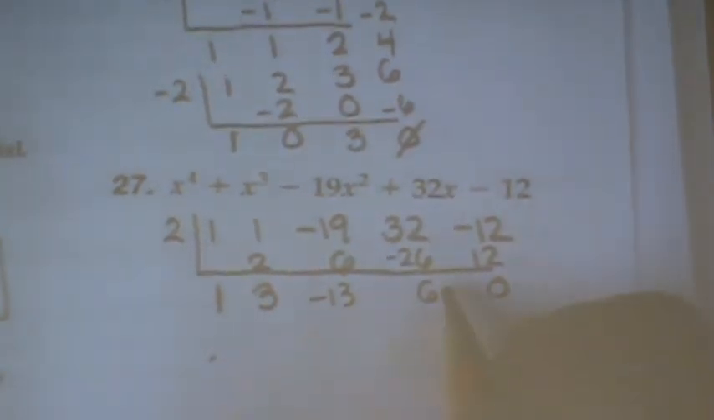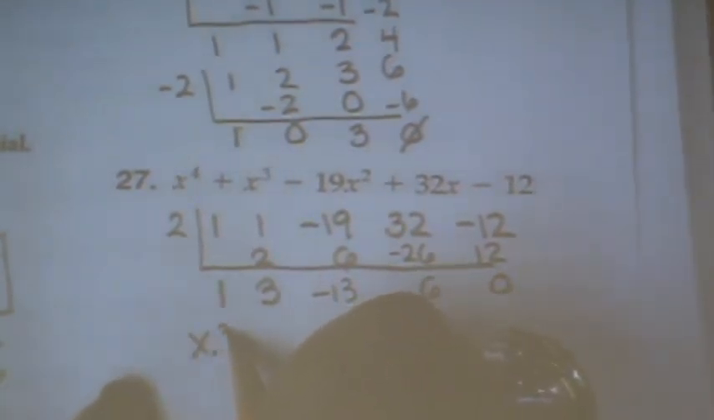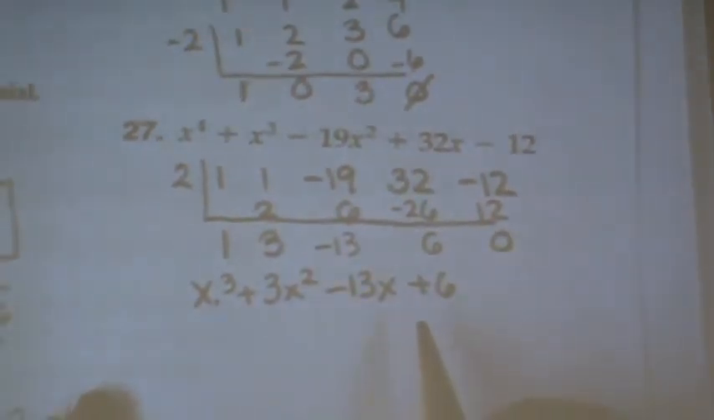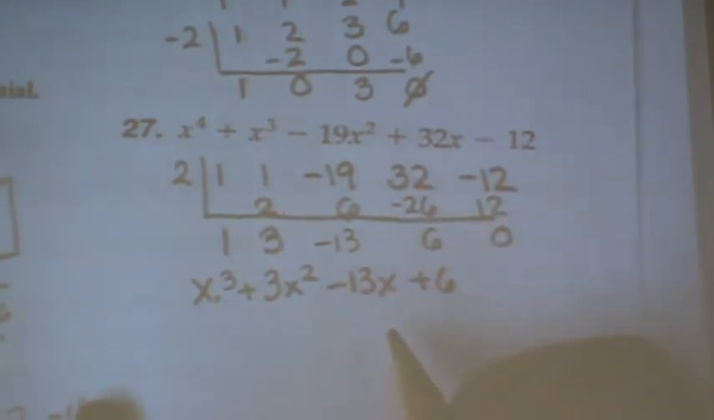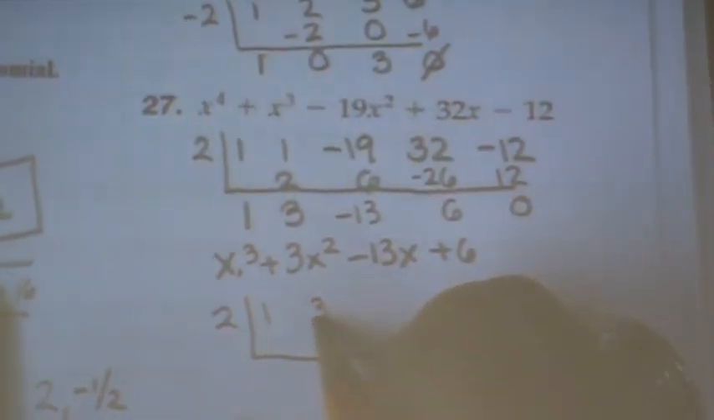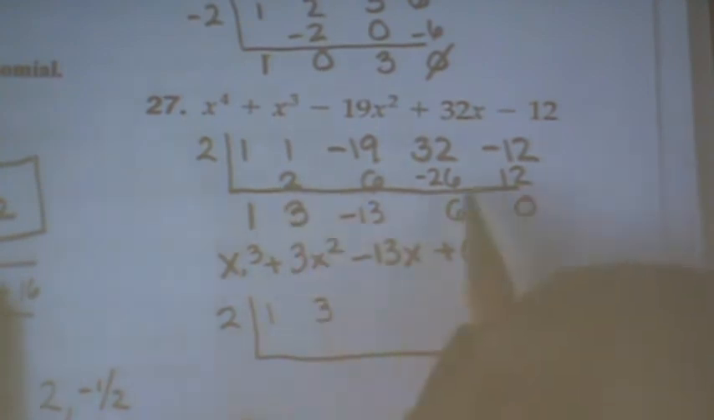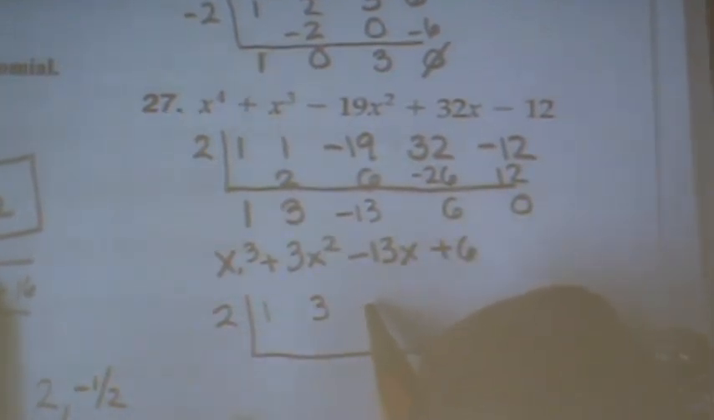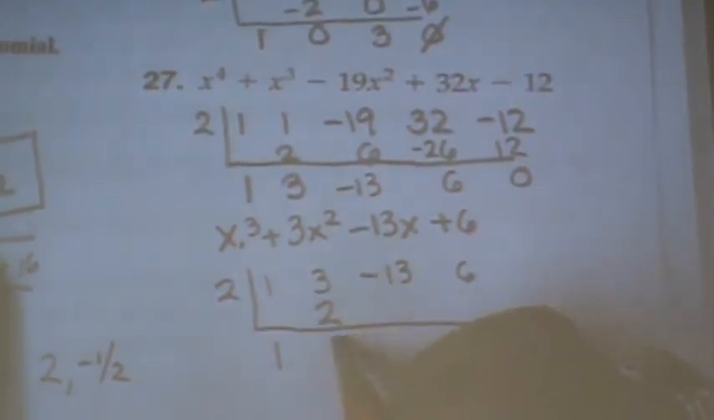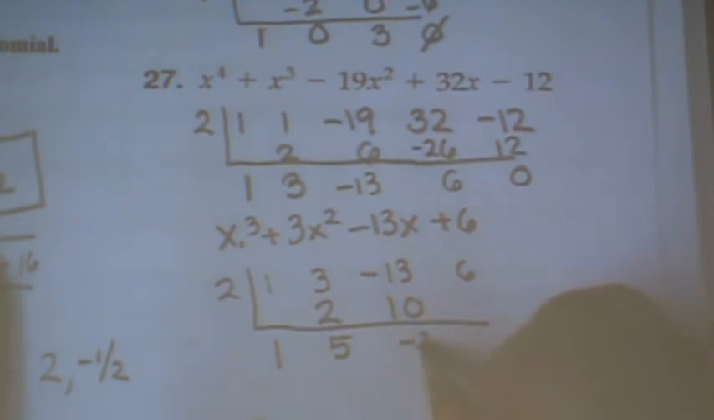So now we have x cubed plus 3x squared minus 13x plus 6. Now what you can do here is use 6 and 1, you're not going to use 12 anymore. So let's try 2 again and see if that works. 1, 3, because if 1 didn't work when we first tried it, it's not going to work for this one either. So you can throw that out. So you have 6 here. Now bring down the 1, you get 2, add, multiply, add, and you get -6.